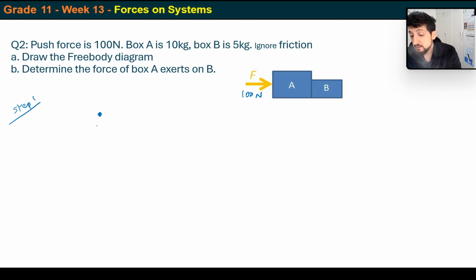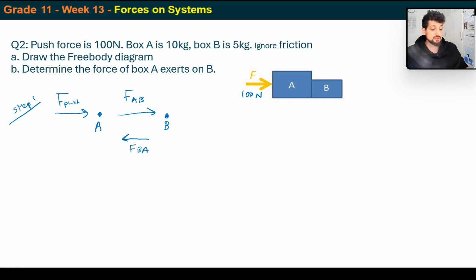This is A, and this is B. I've got a push force, which I'm going to call F push. You can also call it F applied force. And I've got the force of A acting on B, and I've got the force of B acting on A. And that's it. That's all the forces that I have.